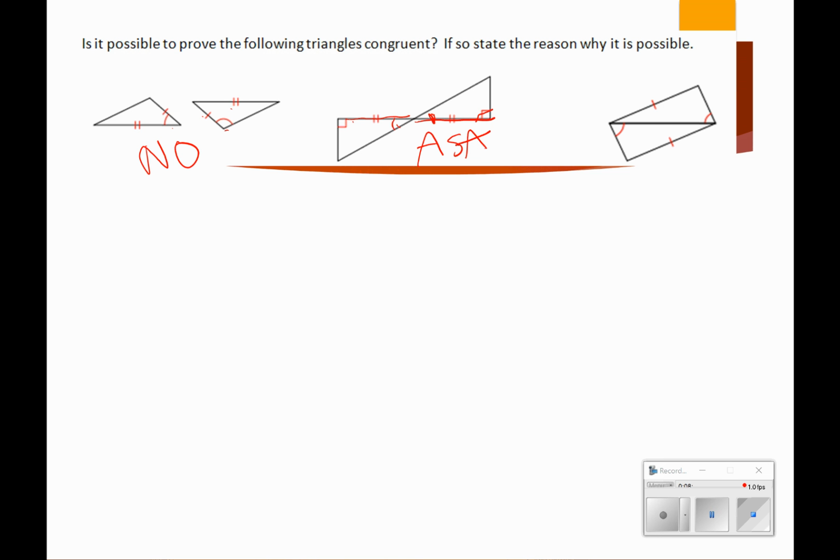For this last example, I can say that this side is congruent to itself. So I've got an angle, a side, and a side. And again, that's a bad postulate, so no, I can't prove that those are congruent.